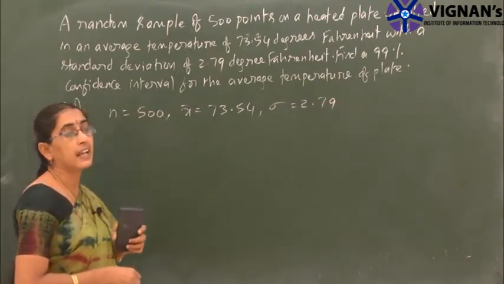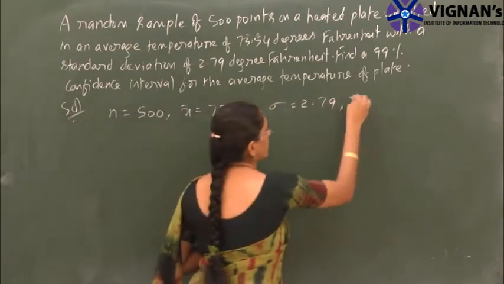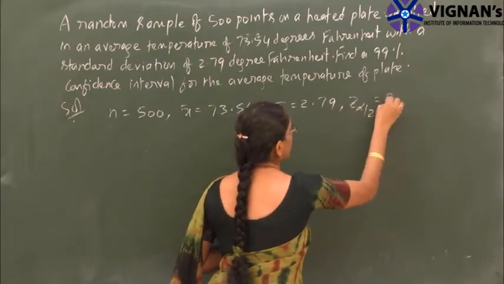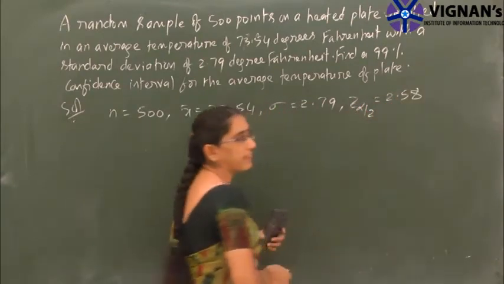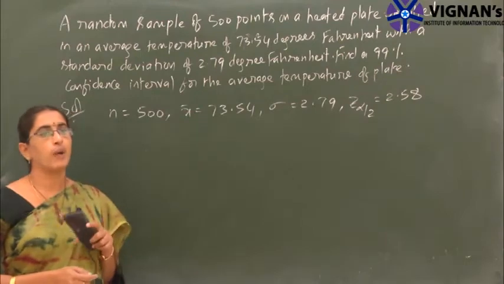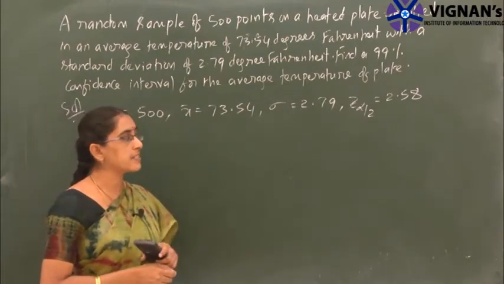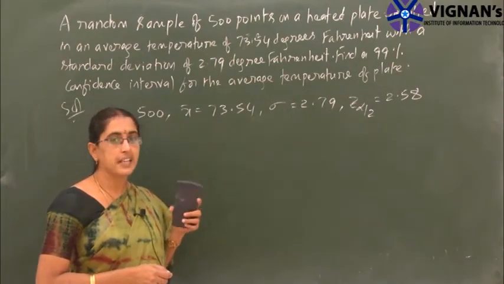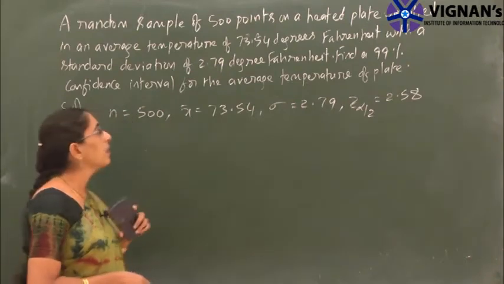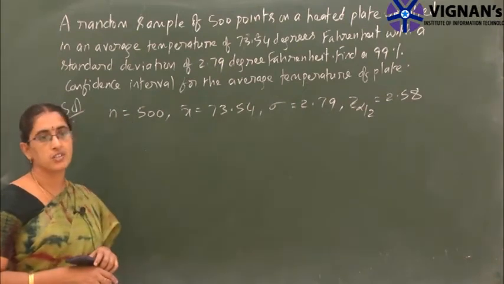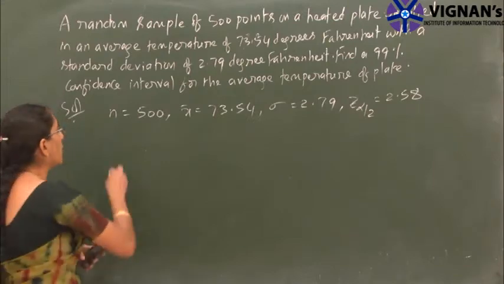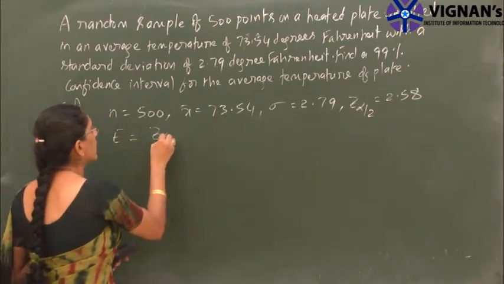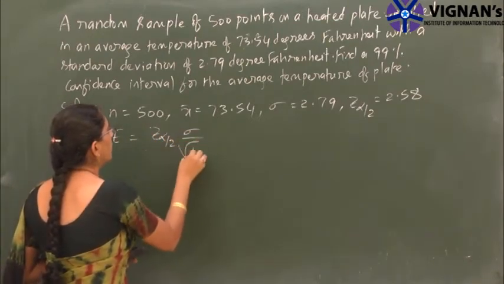Then find a 99% confidence interval. So the z value for 99% is 2.58. So for 95%, 1.96; 99%, 2.58; and 98%, 2.33 here. Now we have to find the confidence interval. But before finding that, we have to find the error. So z alpha by 2 into sigma by root n.